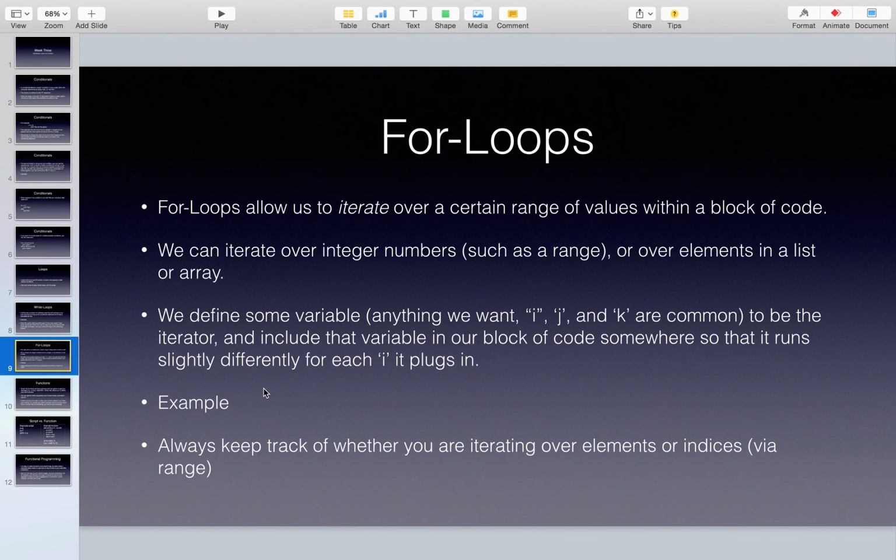So the other type of loop that we use is called a for loop. For loops allow us to iterate over a certain range of values, and there's kind of two main ways of using for loops and two main ways of thinking about them. You can iterate over elements, or you can iterate over indices.